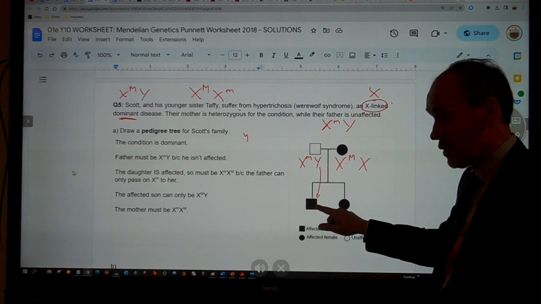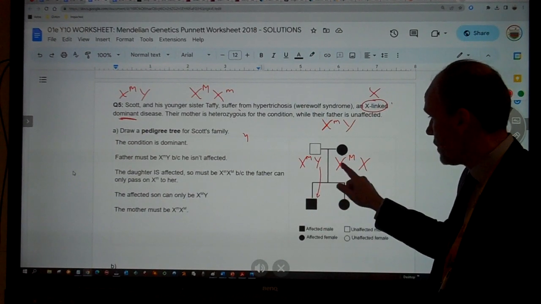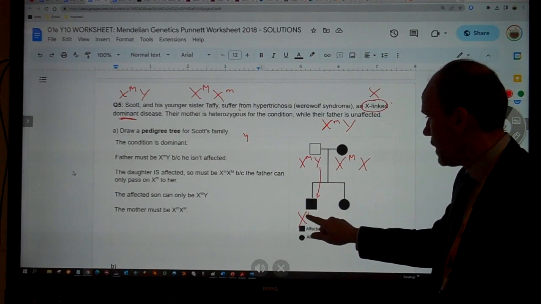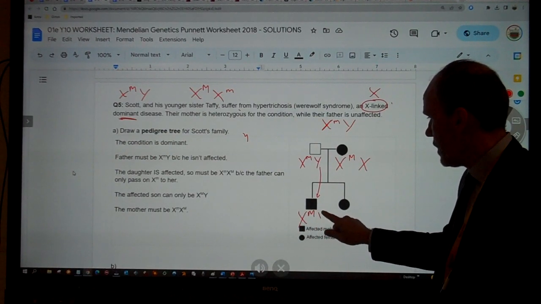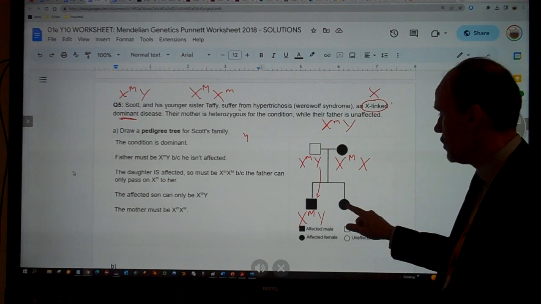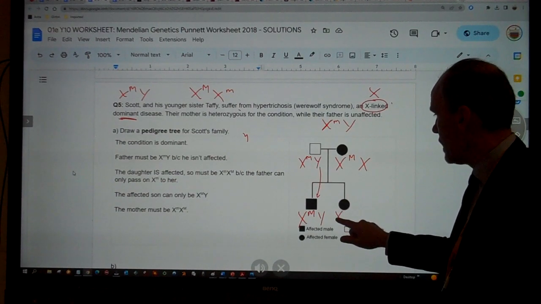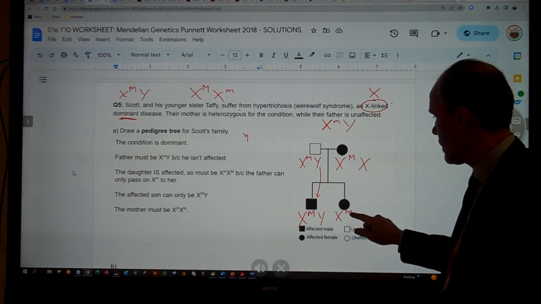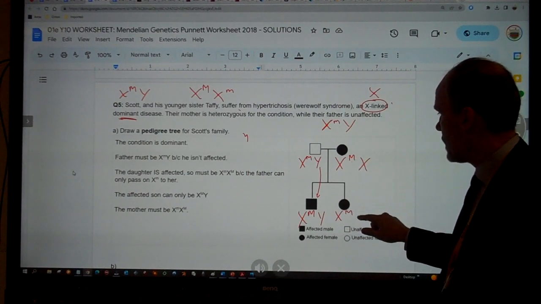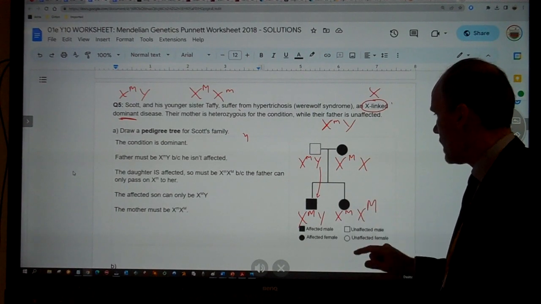If he's got the condition, he must have got the big M from the mother, and we have an affected daughter. Now, the father here has given the little m, so the big M must have come from the mother. We still don't know this one here, so there's a little m. The big M comes from the mother.